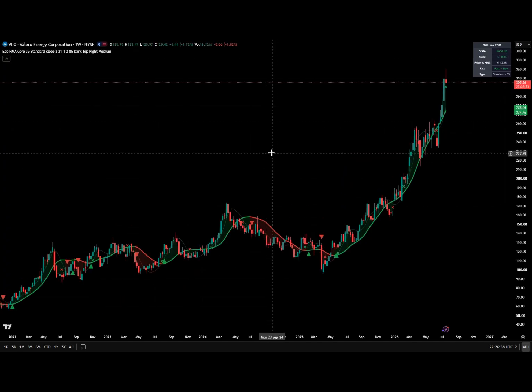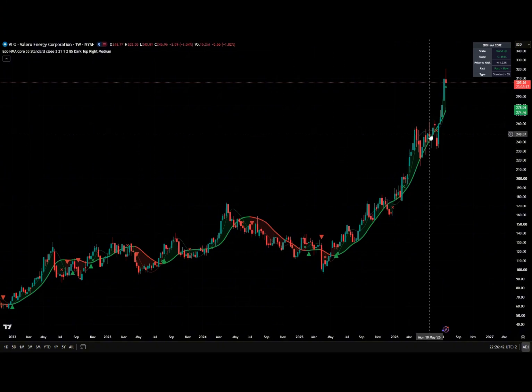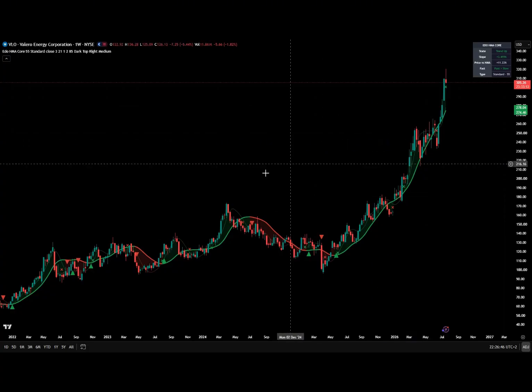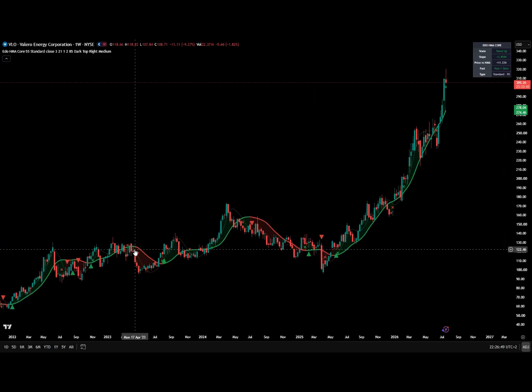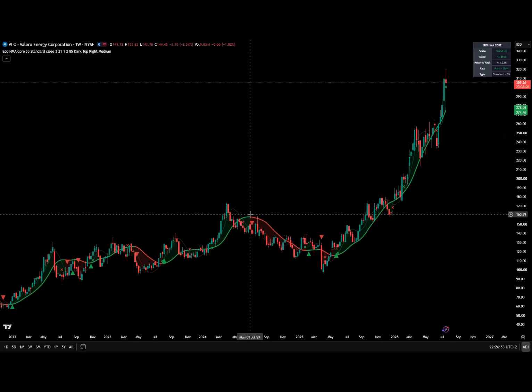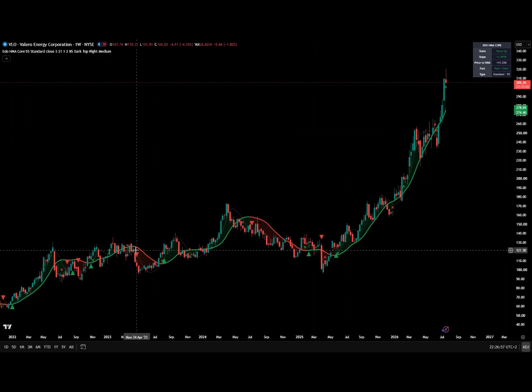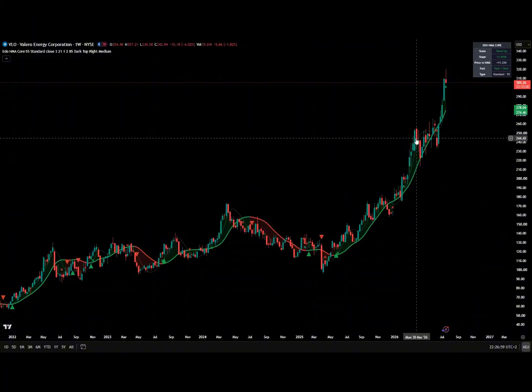The Hull reading starts with one line and its color. Green means the Hull average is sloping up. Red means it is sloping down. A neutral blue means it has gone flat. On Valero Weekly you can follow the entire cycle, green up into 2023, red through the correction, and green again on the move to new highs.